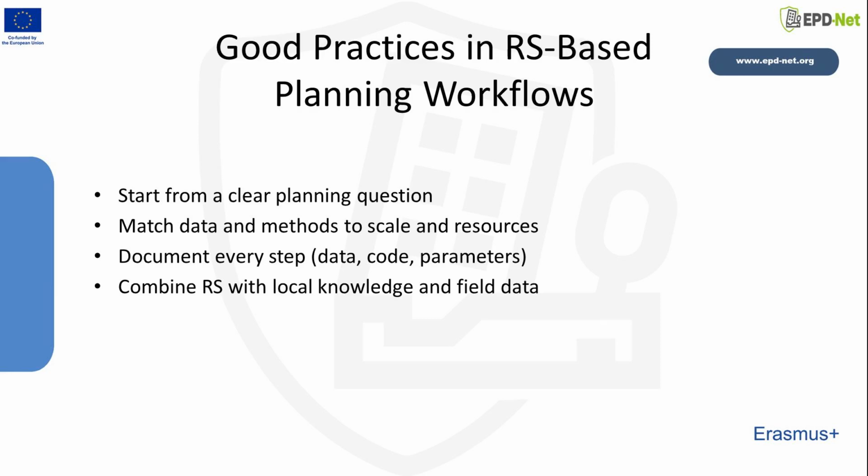We summarize a set of good practices that increase the reliability and usefulness of remote sensing workflows in planning. We emphasize that every analysis should begin with a clearly articulated planning question, such as, where are the hottest neighborhoods, or, which areas combine high flood hazard and vulnerable populations, because this guides the choice of datasets, resolutions, and methods. Data and methods should be matched to the spatial and temporal scale of the problem and to available resources, avoiding overcomplicated approaches when simpler ones suffice.